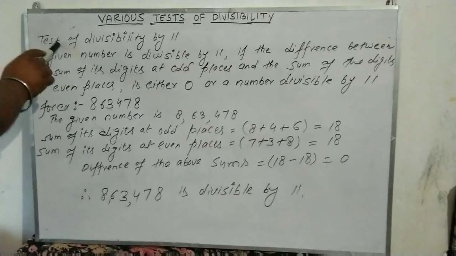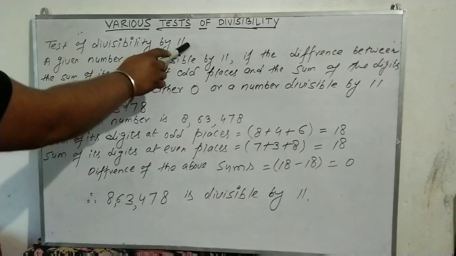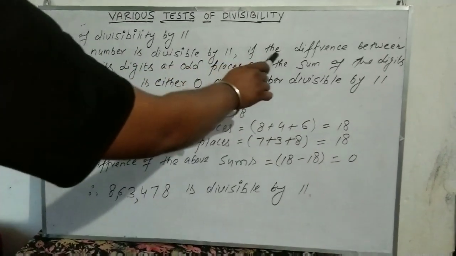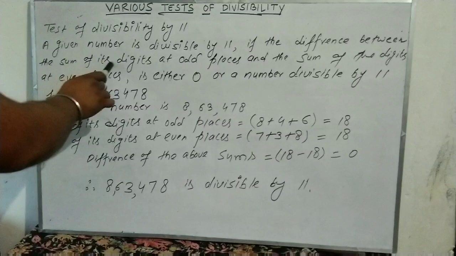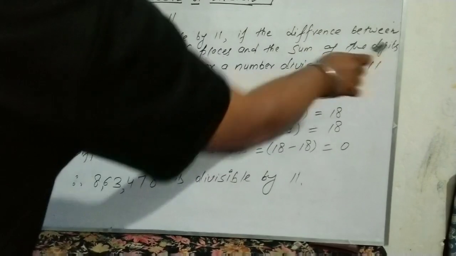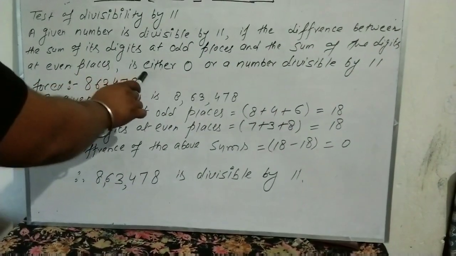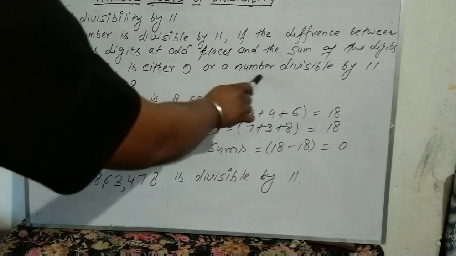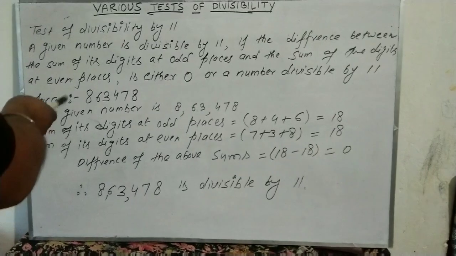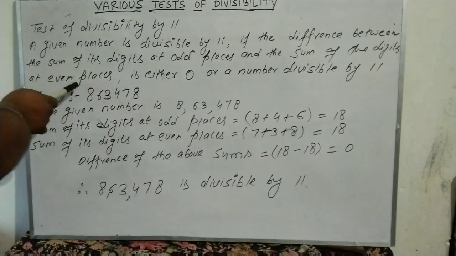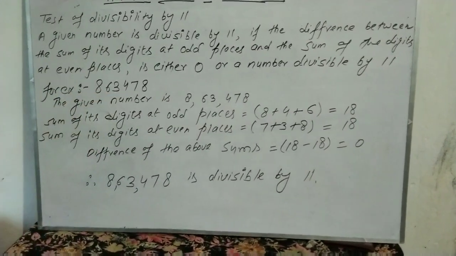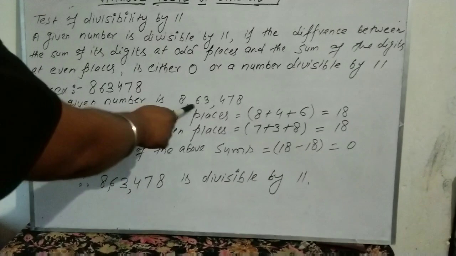Next is the test of divisibility by 11. A given number is divisible by 11 if the difference between the sum of its digits at odd places and the sum of the digits at even places is either 0 or a number divisible by 11. To understand this, we will take an example. We have the number 8,63,478.